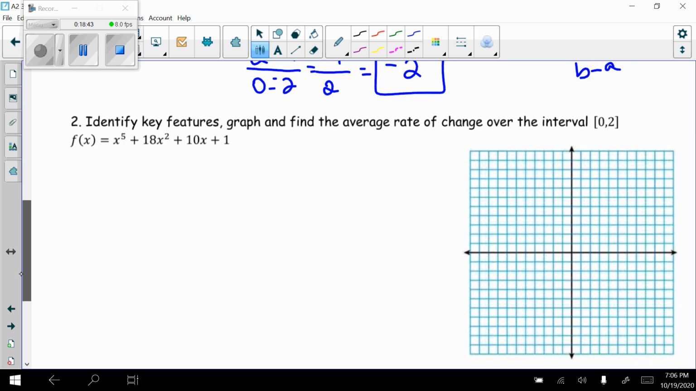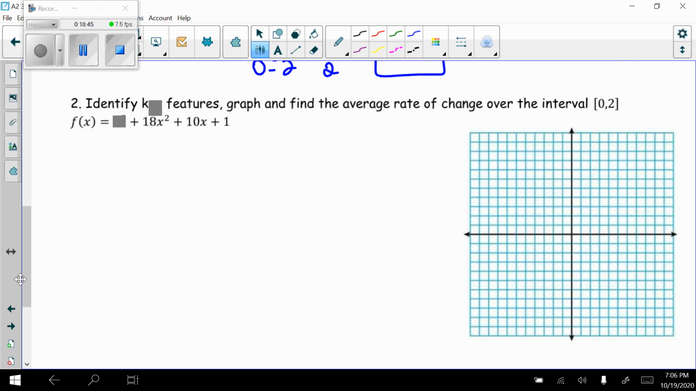All right, let's do one more of those. Identify key features, graph, and find the average rate of change of the interval 0 to 2. So first, I can look at my highest degree is 5, so that's odd. My leading coefficient is positive. So odd and positive, I know my end behavior is going to be a down-up. Okay. I could have, let's see, 5 minus 1, I could have at most 4 turning points.